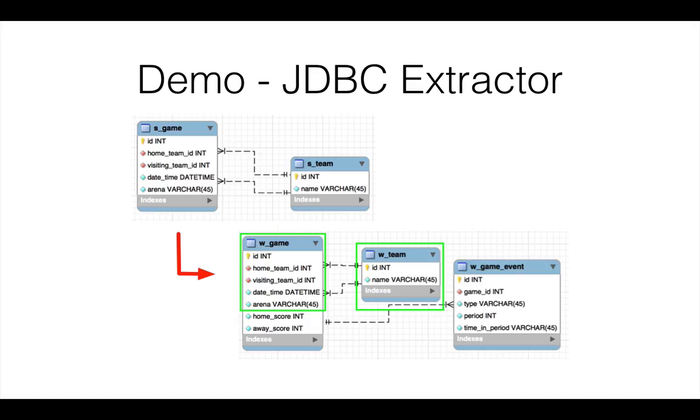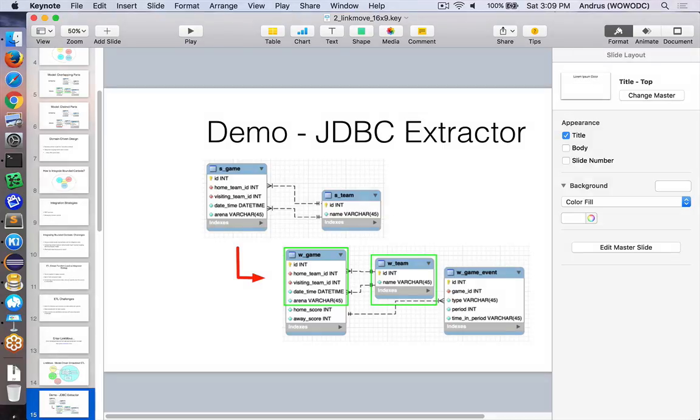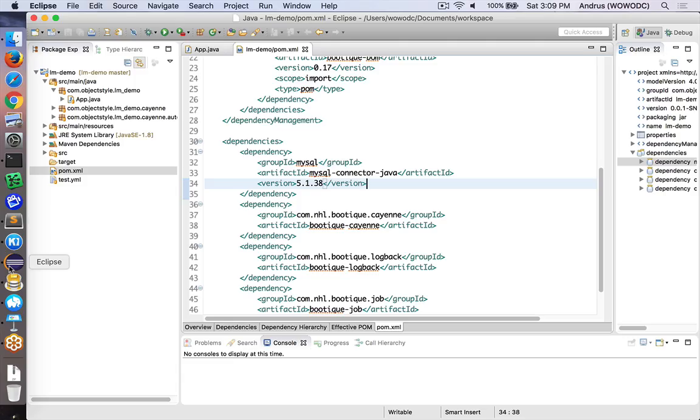So let's do a little demo. This is our schema with game and team tables coming out of the scheduling system and going into our website system. So let's do some live coding here. I don't start from scratch. I'm using an existing project just to show how we're embedding LinkMove jobs in existing apps, essentially.